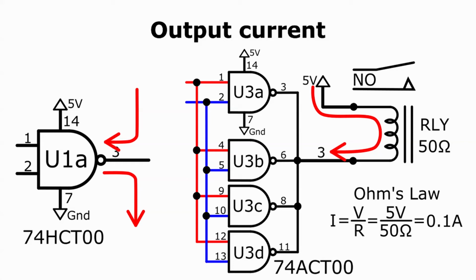Wiring gates in parallel like this can be done if it's done sparingly, but it's not a very good design practice. It would usually be better to use a transistor in circumstances like these. The NAND gate would control the transistor, and the transistor would in turn control the relay.